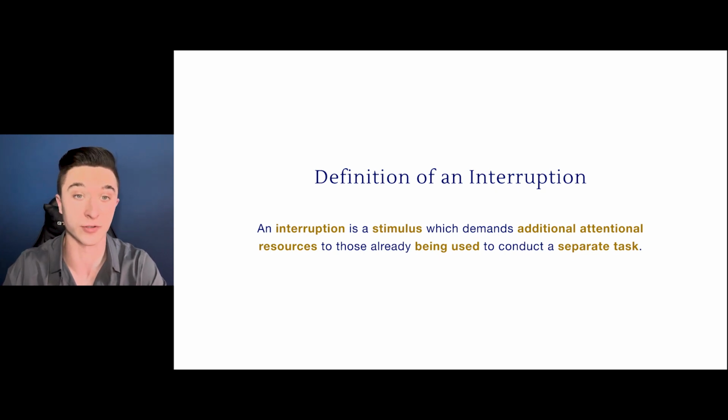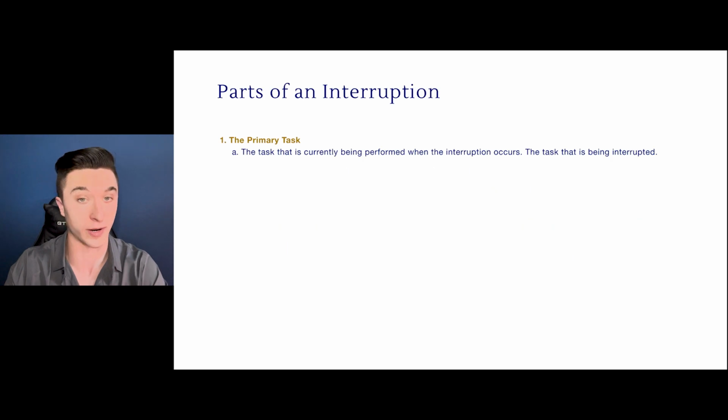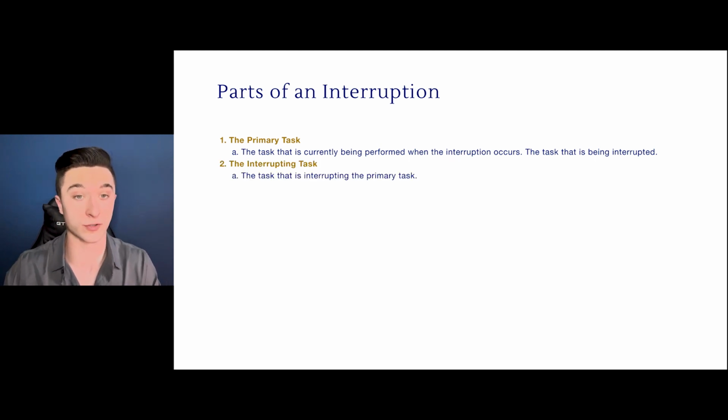To break this down, let's look at two major components to any interruption. We have the primary task, which is the task that is currently being performed when the interruption occurs. In other words, this is the task that is being interrupted. It's what you're doing right now, you're getting it interrupted. Then we have, of course, the interrupting task. This is the task that is doing the interrupting. It's interrupting the primary task.